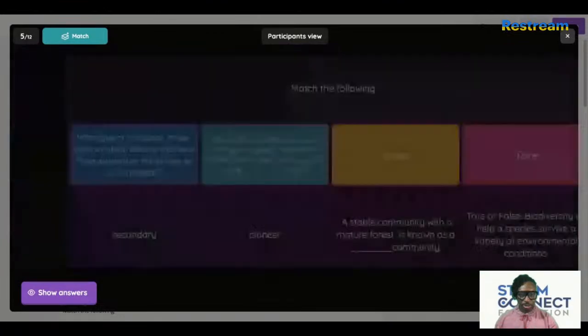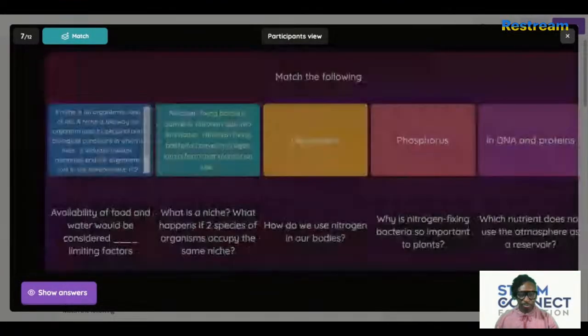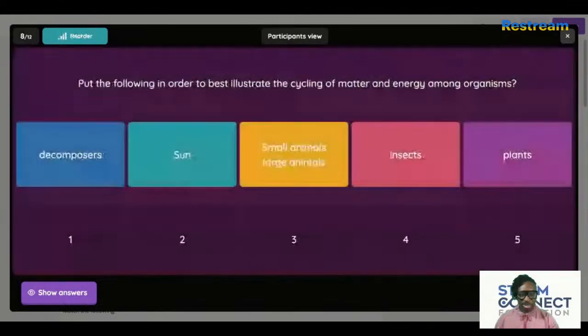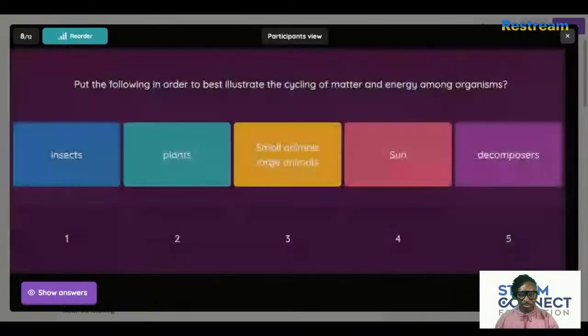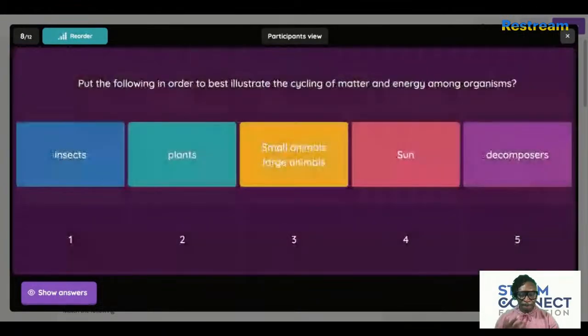I don't want to do, let's see. Because these are just definitions. And I don't want to do definitions.